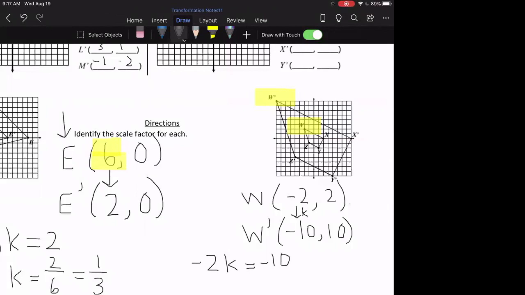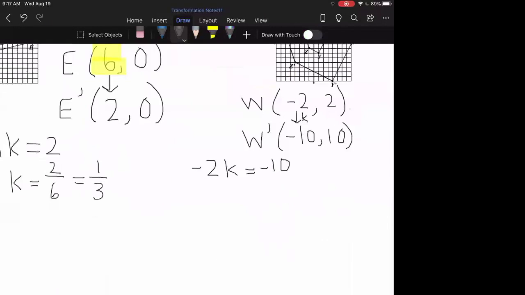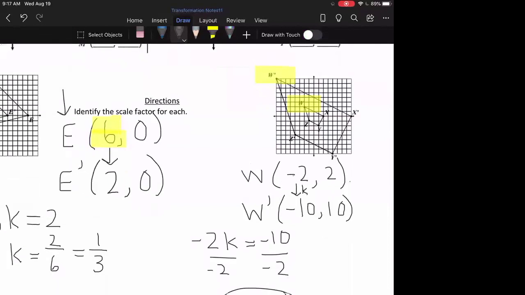We'll divide both sides by -2, and then we have k equals 5. That's how we find our scale factor when we're given two figures. We see that our pre-image is small and then it gets bigger, so we know that k would need to be greater than 1.